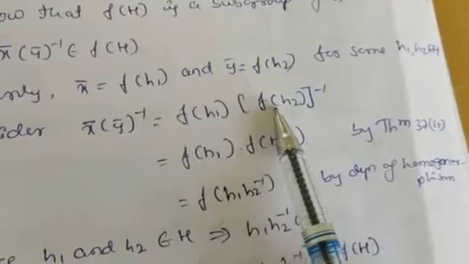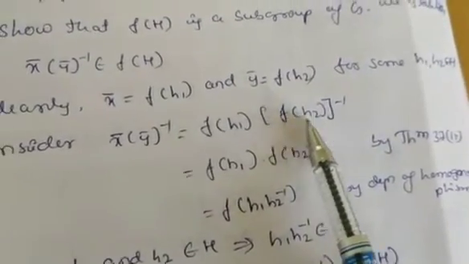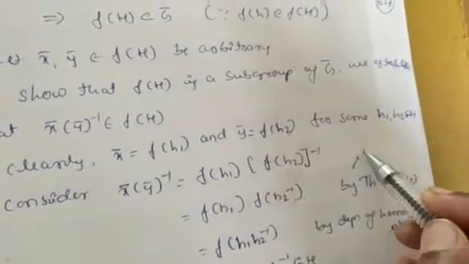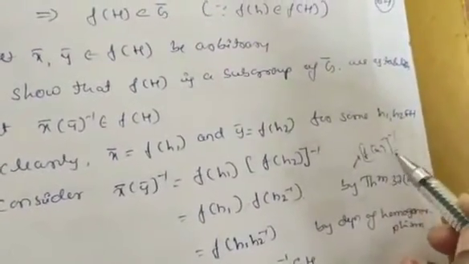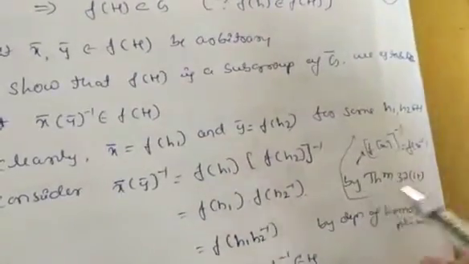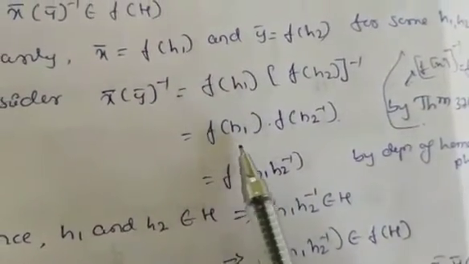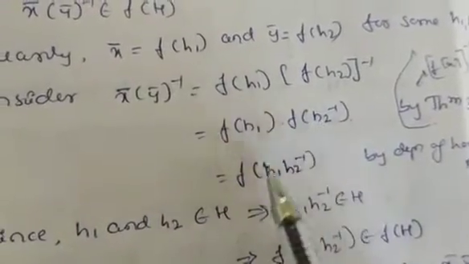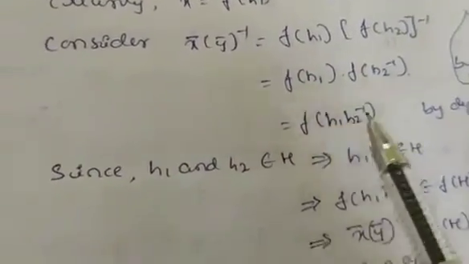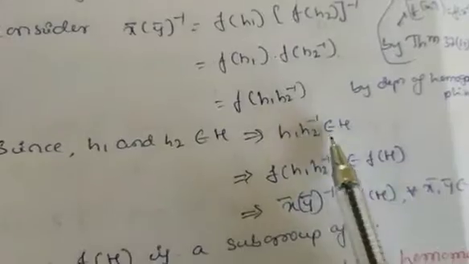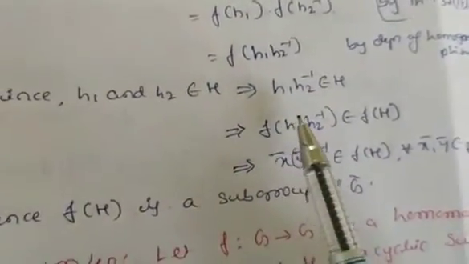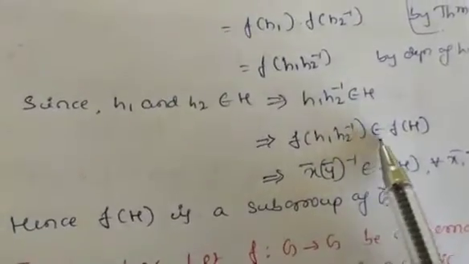So it is f of h1 as it is, and by the previous theorem, theorem number 37, we know that f of x whole inverse is equal to f of x inverse. So according to this, f of h2 whole inverse is nothing but f of h2 inverse. Again apply the definition of homomorphism. So homomorphism is what here? f of a into f of b is equal to f of ab. So it is f of h1 into h2 inverse. Since h1 and h2 belong to H, this implies h1 into h2 inverse also belongs to H. This implies f of h1 h2 inverse belongs to f of H.